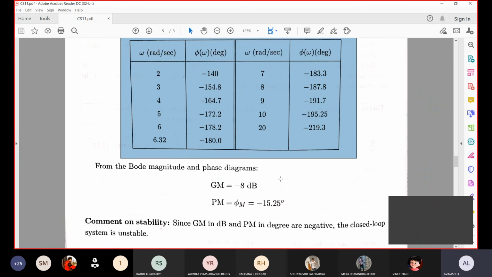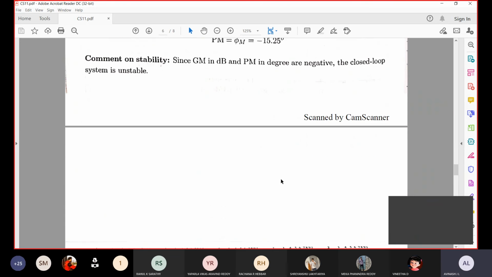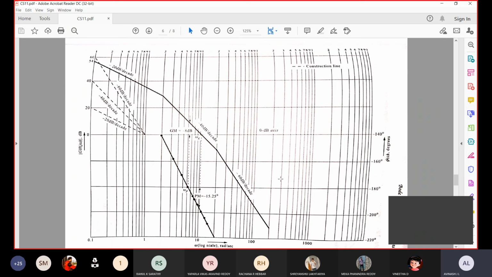So once we are done with this, we need to go for the Bode plot plotting. You can see that in this particular graph. Compared to the last graph, this particular graph is visible more clearly, right? Yes or no? Can you able to see the screen, all of you?